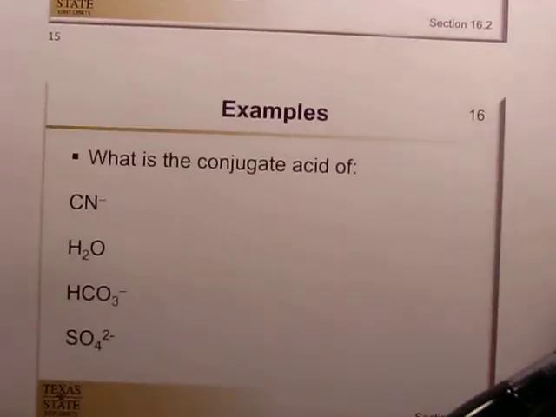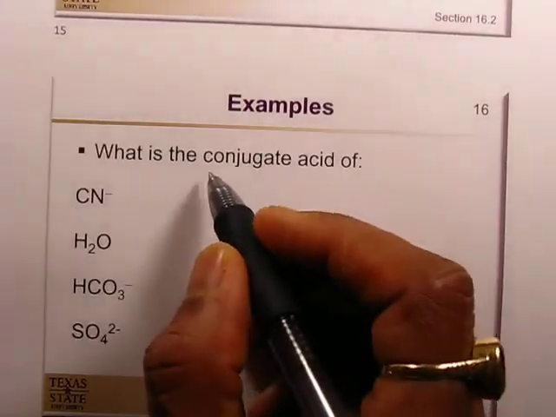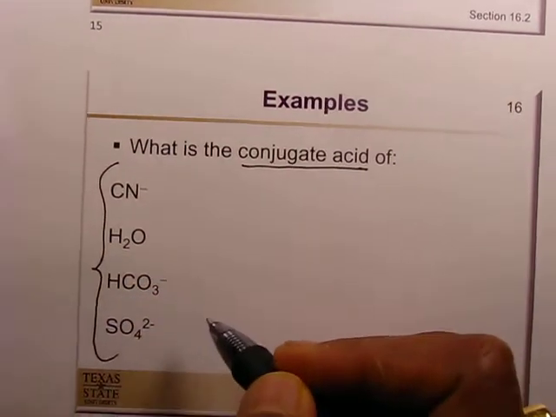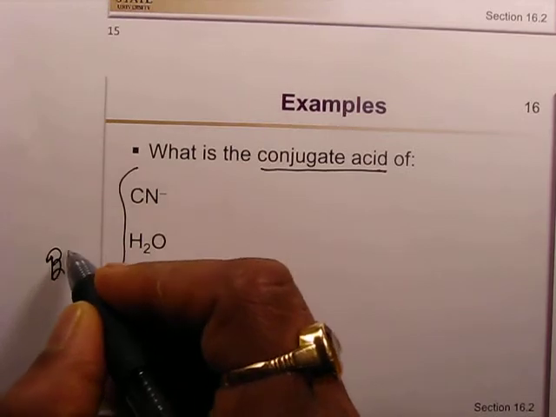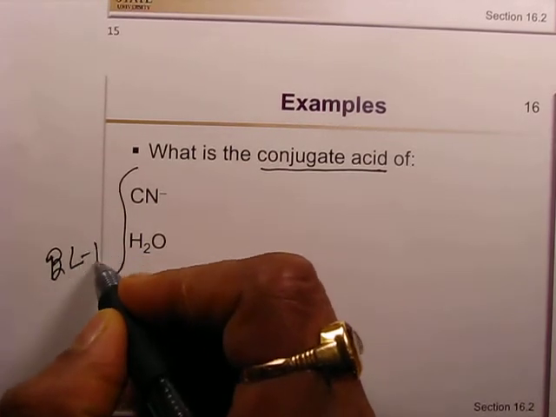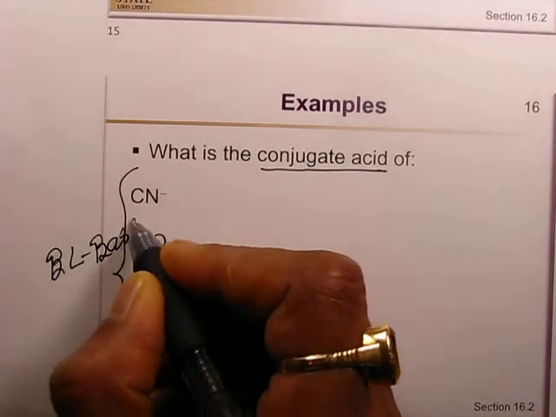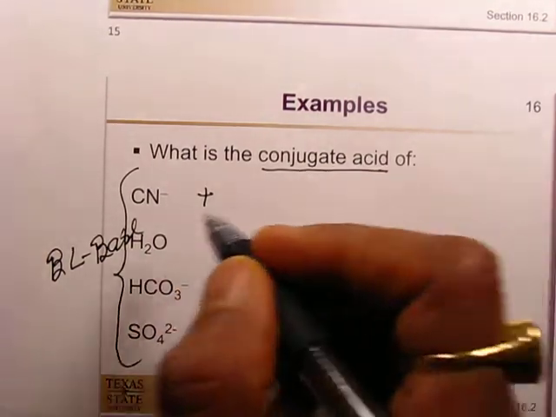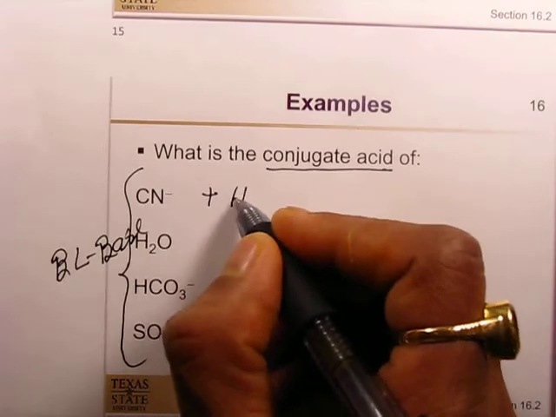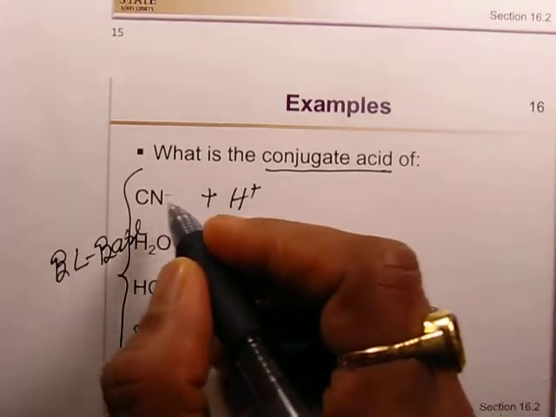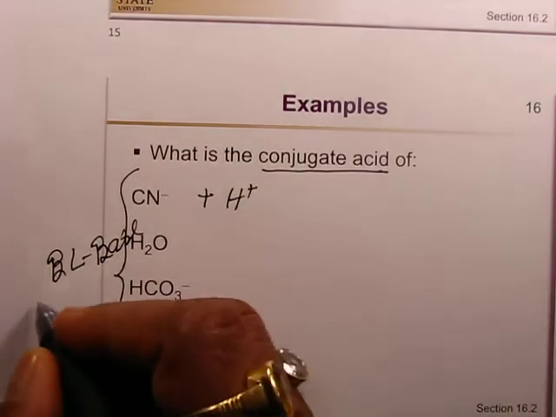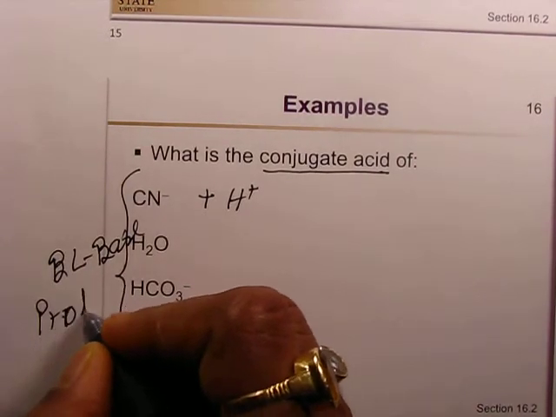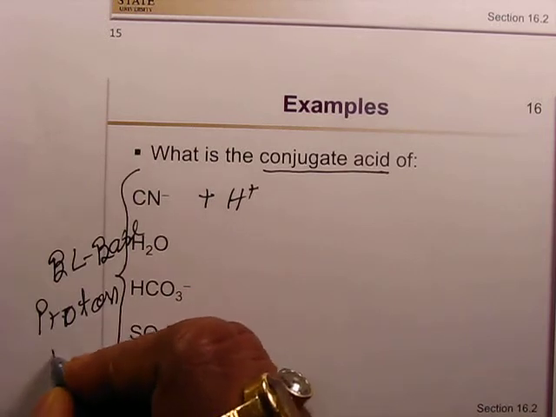Next example is, what is the conjugate acid of these? It means these are all Bronsted-Lowry bases, and to find their conjugate acids, we have to add one proton, because they are proton acceptors. Proton acceptor. Proton acceptor, right?